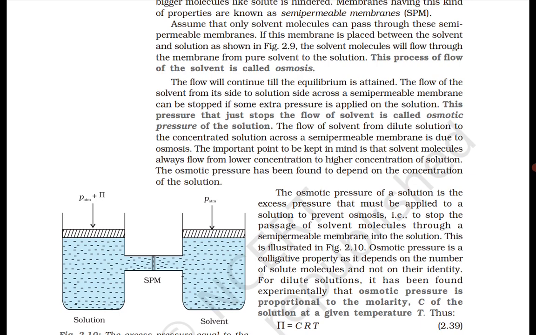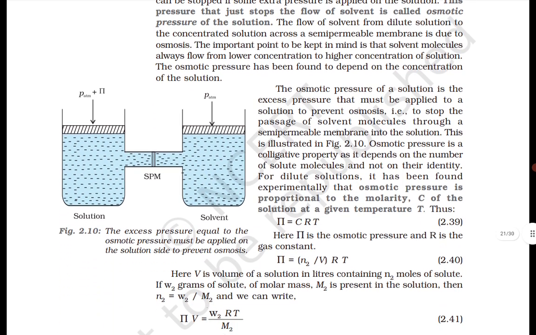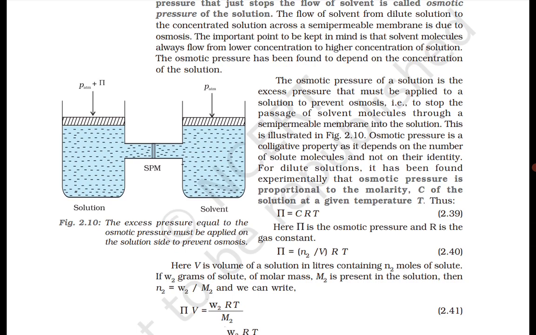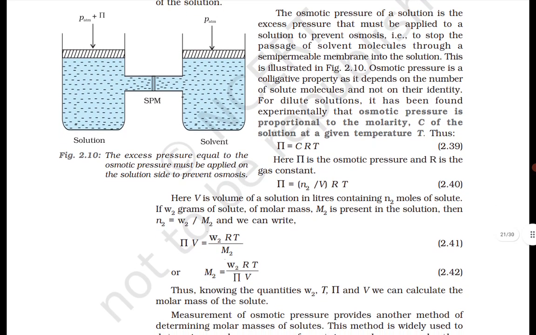The flow of the solvent from dilute solution to the concentrated solution across a semi-permeable membrane is due to osmosis. The important point to be kept in mind is that the solvent molecules always flow from the lower concentration to the higher concentration of the solution. The osmotic pressure has been found to depend on the concentration of the solution. The osmotic pressure of a solution is the excess pressure that must be applied to a solution to prevent osmosis, that is, to stop the passage of solvent molecules through a semi-permeable membrane into the solution. This is illustrated in figure 2.10.